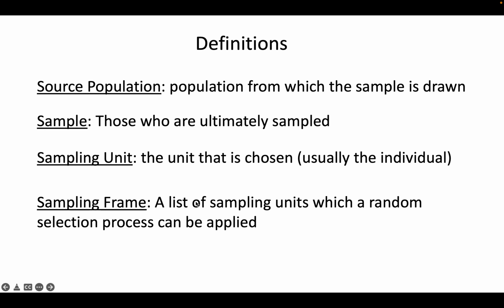And the sampling frame is a list of units that you're able to apply a random selection process to. Like some kind of registry that lists everyone who's living in a town, or if you're using hospital records, a list of everyone who was in the hospital at a given time.